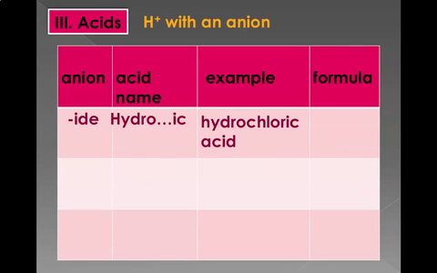So the formula there is just off the periodic table. With the hydrogen, it's H+ and Cl-, and then you balance out the charges, and those two are already balanced, so we don't need to cross over, so we just get HCl.